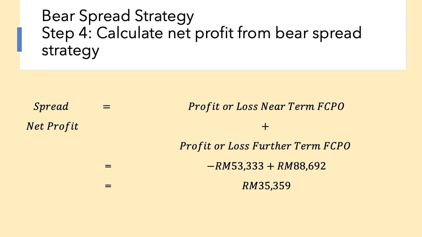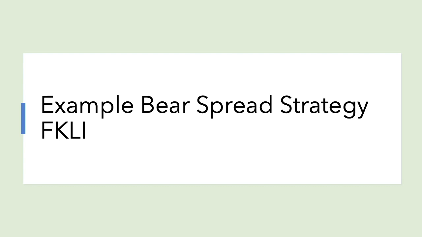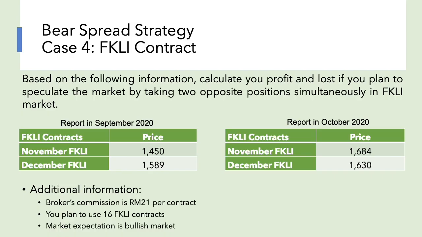Profit is cash inflow. Step number 4, you need to calculate net profit from the bear spread strategy. So spread net profit is profit or loss from near-term FCPO plus profit or loss from further-term FCPO. So for near term, you make a total loss of 53,333 ringgit. For a loss, you need to put negative because it is a cash outflow. For further term, you make a profit of 88,692, which is profit, cash inflow, so positive sign. So your total profit or loss is 35,359 ringgit.